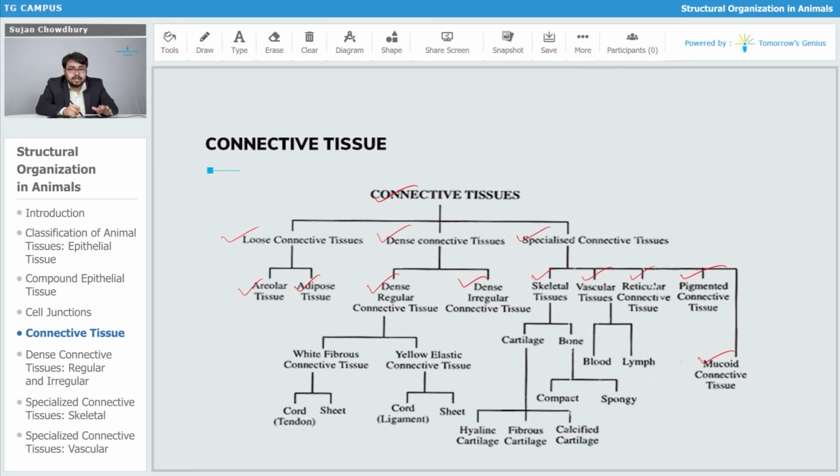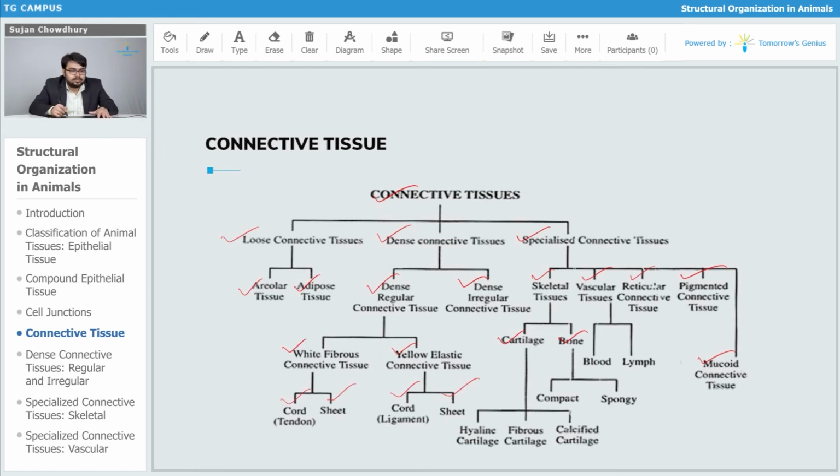Now the dense regular connective tissue can also be of two types, namely white fibrous and yellow elastic connective tissue. They can be of two types, namely cord and sheets, based on their structures. The skeletal tissues are of two types, like we all know. We have the cartilages and we have the bones.